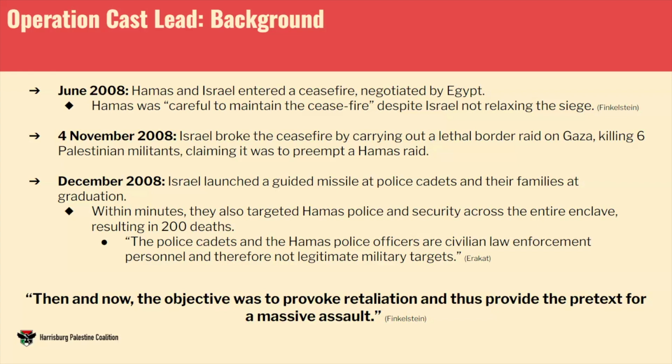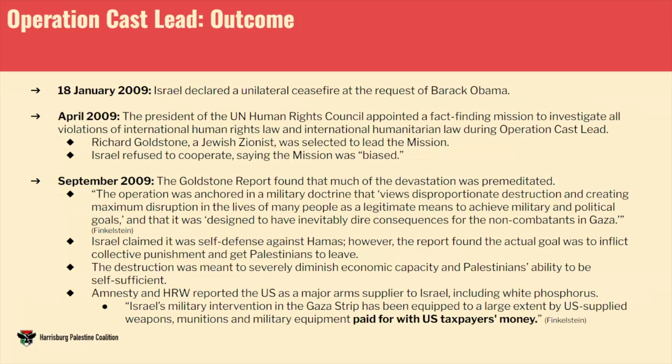And as Finkelstein noted, then and now, the objective was to provoke retaliation and thus provide the pretext for a massive assault. The outcome: on the 18th of January, Israel declared a unilateral ceasefire at the request of Barack Obama. So do you think what's happening around that time is that Obama would be like, hey, it's not a good look for you to be bombing the hell out of a place? Getting ready to become president, he can't have one of the US's big allies doing these horrible massacres. So he needed Israel to knock it off.